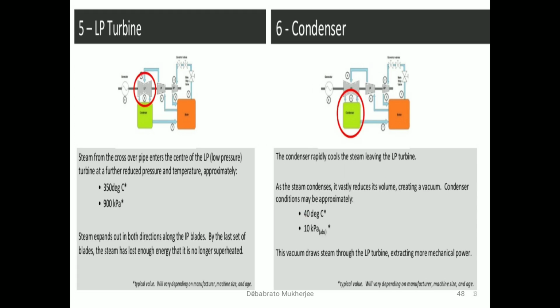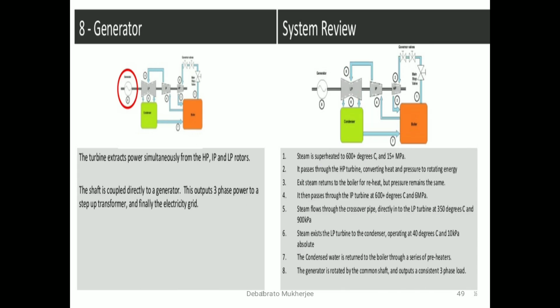Then the LP turbine, again the low pressure turbine: the temperature should be 350 but pressure will be 900 kPa. In the condenser, the temperature goes down to 40 degrees Celsius, and the pressure also goes down to 10 kPa. Generator, which is coupled with the turbine, will produce three-phase power.